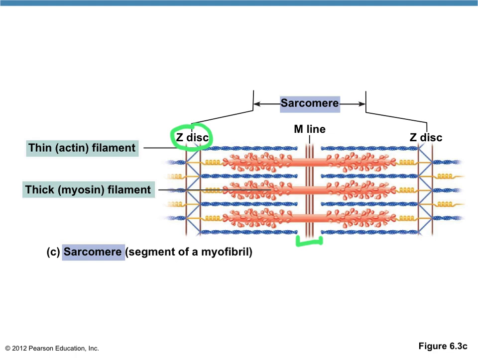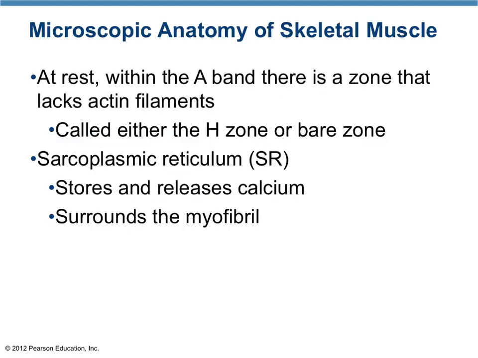So at rest, when there is no muscle contraction occurring, in each sarcomere, there's the zone like we just talked about within the A band, and it's called the H zone or the bare zone, and it's where there is no actin filaments and only myosin filaments. The sarcoplasmic reticulum that we mentioned earlier has been specialized for muscle cells, and its specific job is to store and release calcium, because calcium is really important for muscle contraction, and it surrounds the myofibril so that there's calcium readily available for muscle contraction.